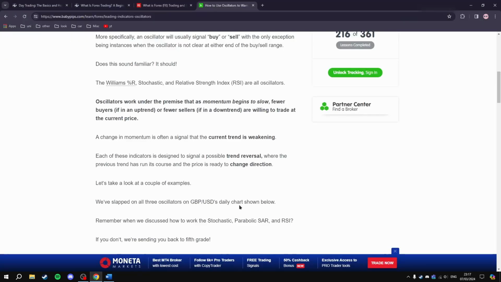Oscillators work under the premise that as momentum begins to slow, fewer buyers if in an uptrend, or fewer sellers if in a downtrend, are willing to trade at the current price.